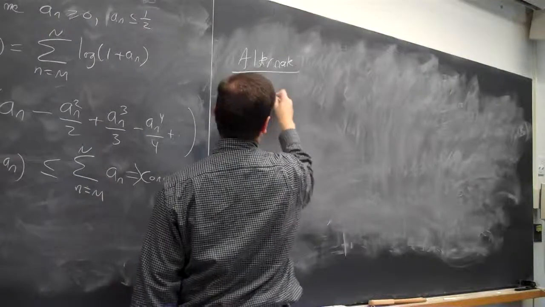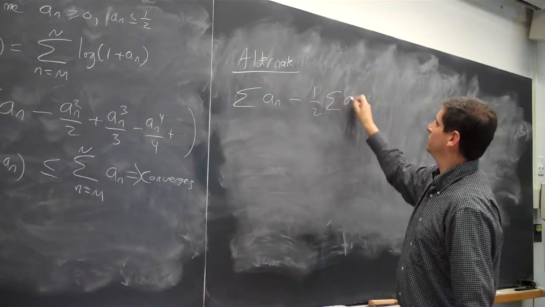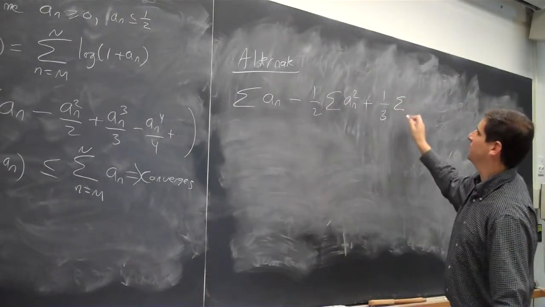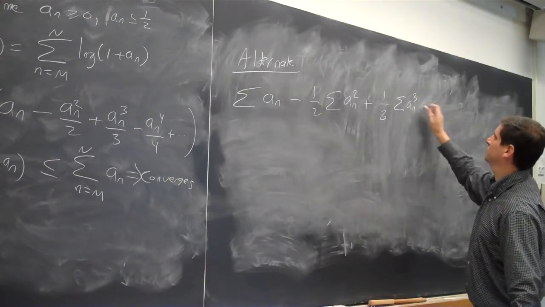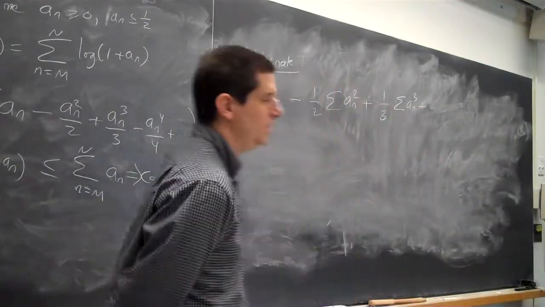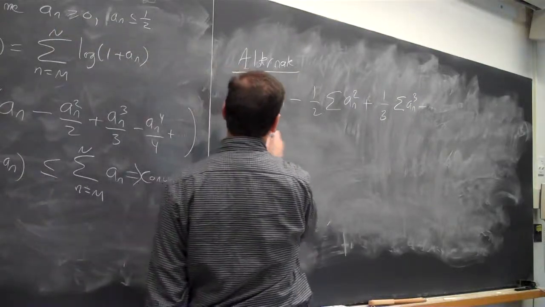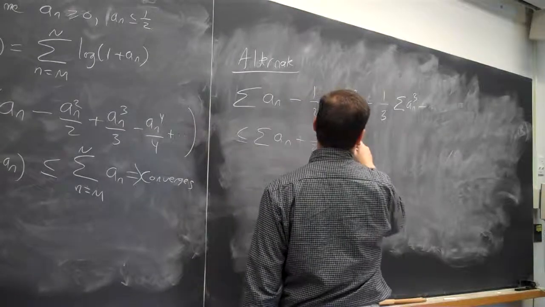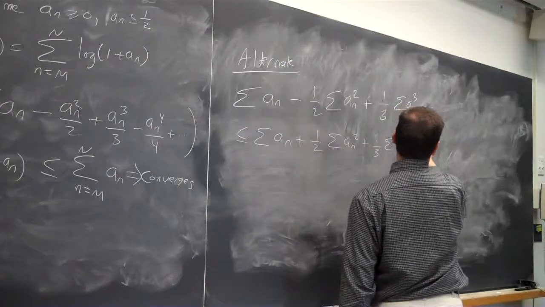So we have the sum of AN minus 1/2 the sum of AN squared plus 1/3 the sum of AN cubed plus dot dot dot. Okay? So here's one way to try to handle this. This is clearly less than or equal to the sum of AN plus 1/2 the sum of AN squared plus 1/3 the sum of AN cubed plus dot dot dot.